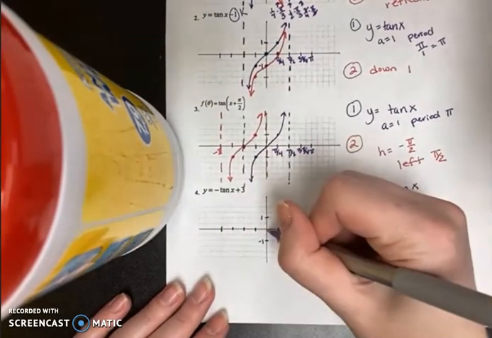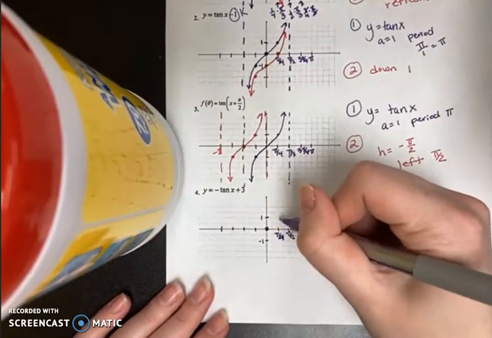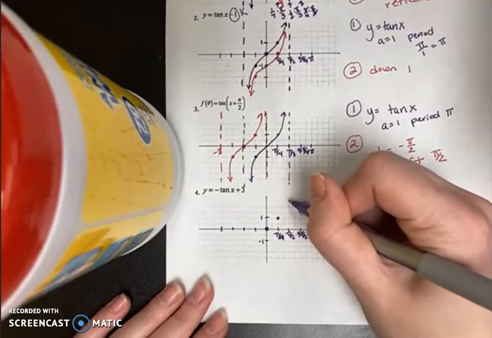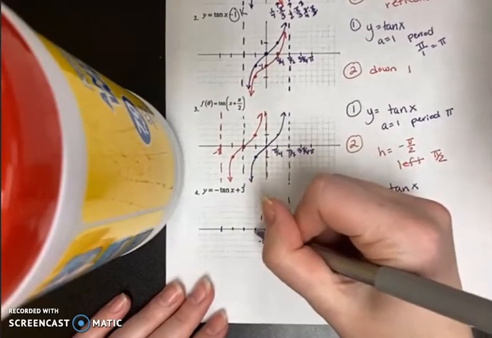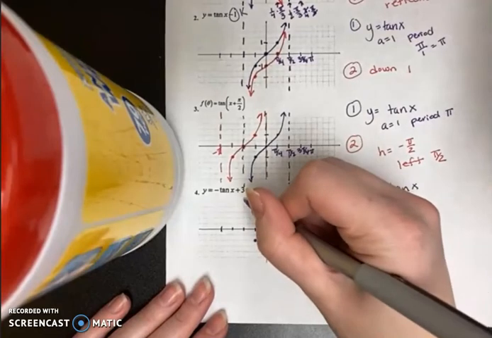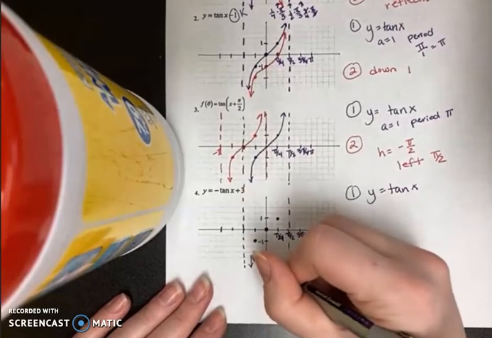Okay. Again, I like to do a cycle that starts at the origin. So I'm going to move right 1 tally mark, up 1, and then an asymptote at the second at pi/2. Left 1, down 1, and then at -pi/2, I have my other asymptote.